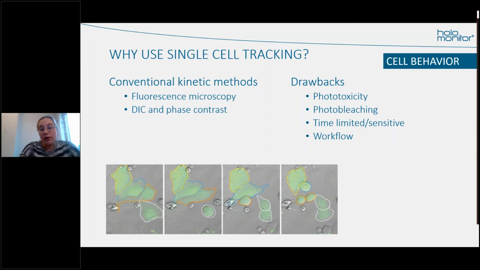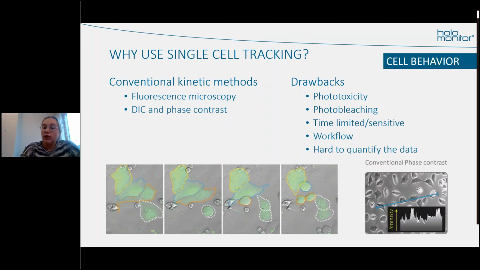There are, of course, ways to image cells without fluorescence, like phase contrast and DIC. And these techniques come with their own set of drawbacks, where the most pronounced is the difficulty in quantifying the data collected.